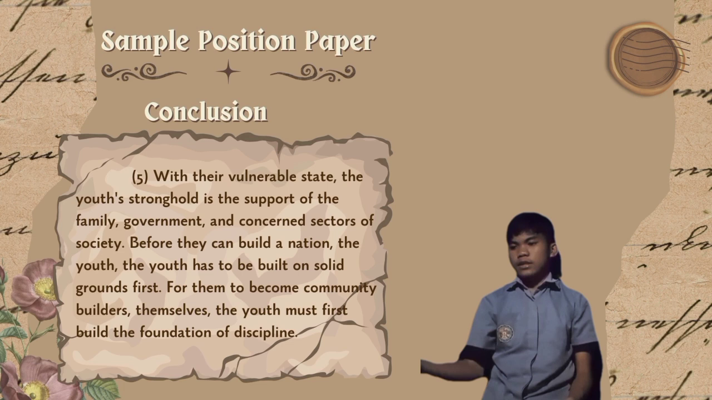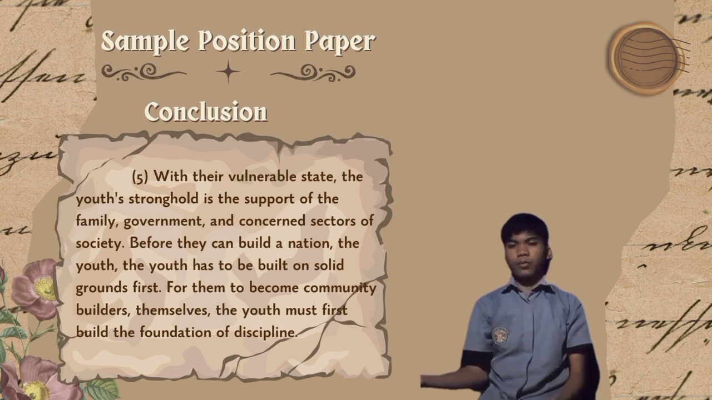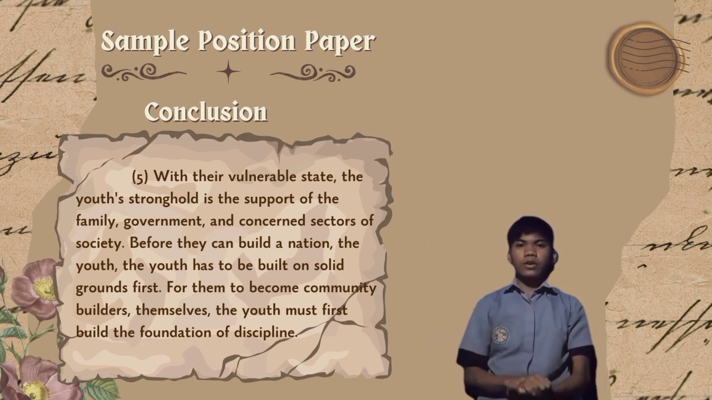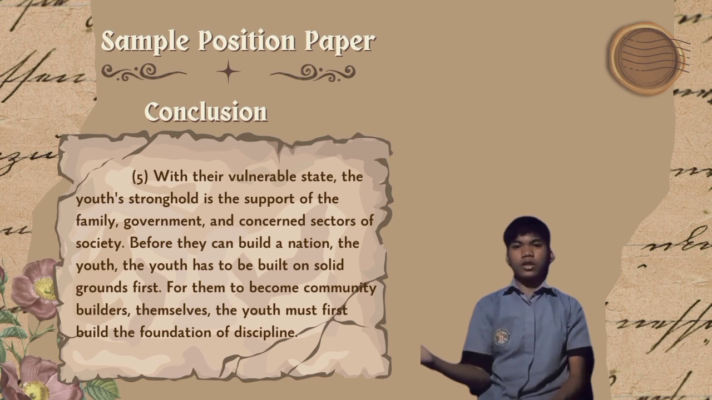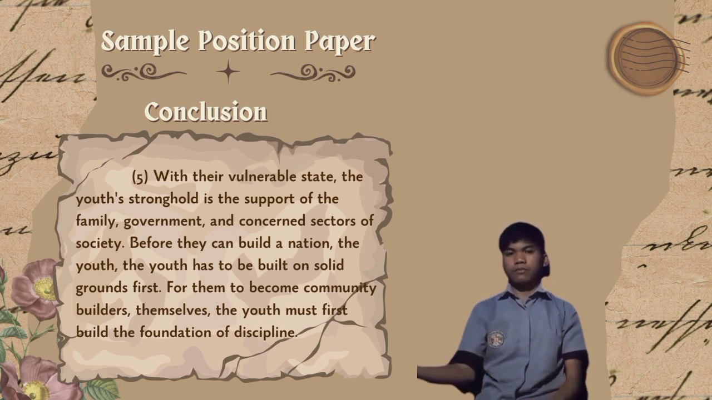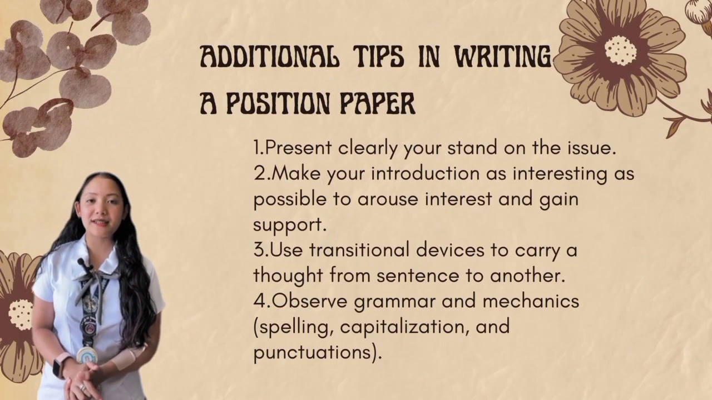A conclusion restates the main argument, summarizes the key points, then ends with a call to action or proposed solution. Here's the sample. So in the sample, we can see that the author restates the main argument, that these young people can largely contribute to community building. Then, he summarizes the key points. And then, at last, he proposed a solution. And that's all. Thank you, Mario, for that insightful discussion.